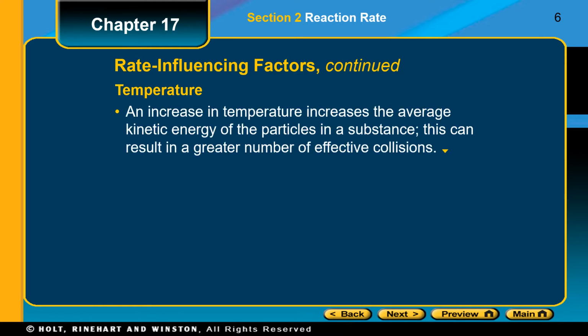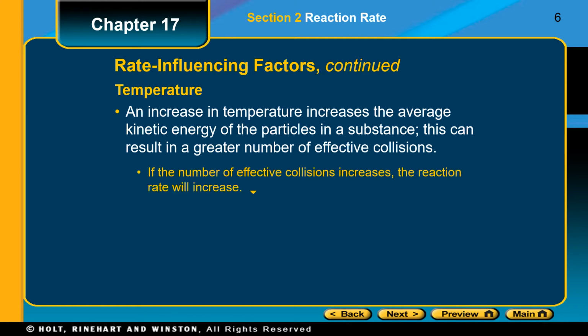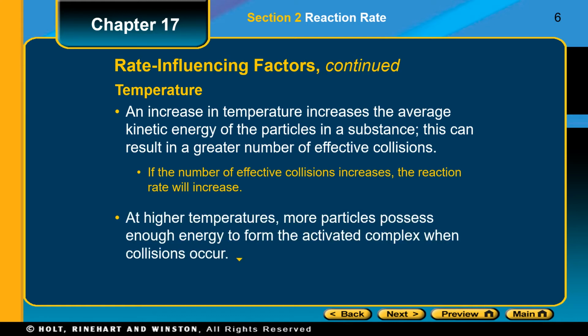Now, temperature also influences the rate of a chemical reaction. An increase in temperature increases the average kinetic energy, in other words, how fast they're moving, of the particles in a substance, and this can result in a greater number of effective collisions. So we'll get maybe a larger number of these collisions in a given period of time, and then if we have more collisions, we can maybe then have more effective collisions. So if the number of effective collisions increases, then the reaction rate will increase.